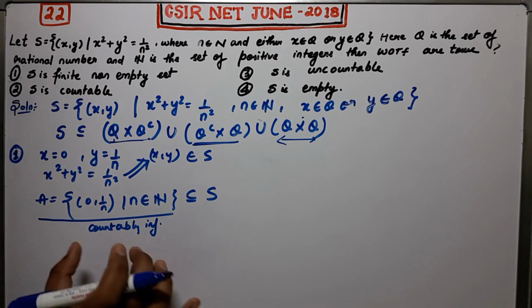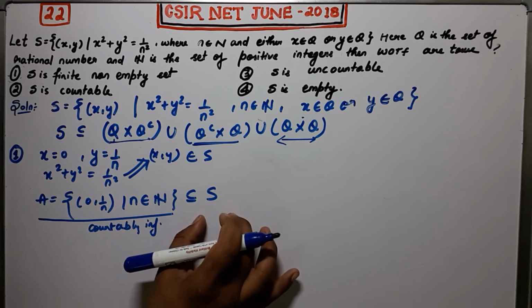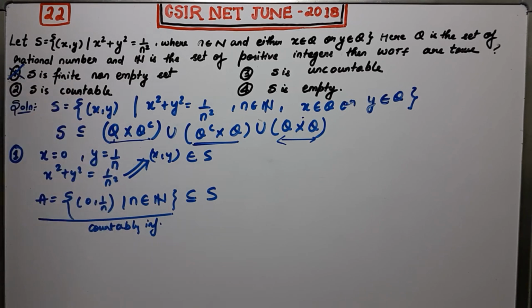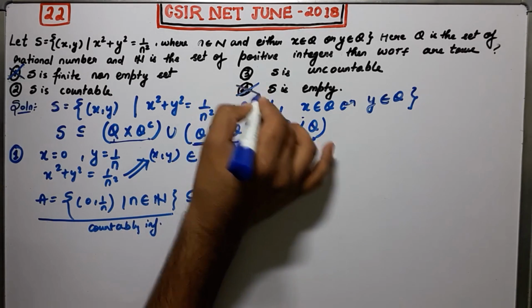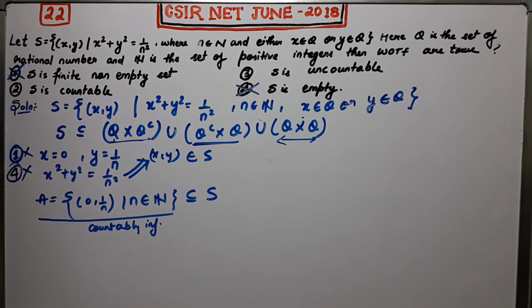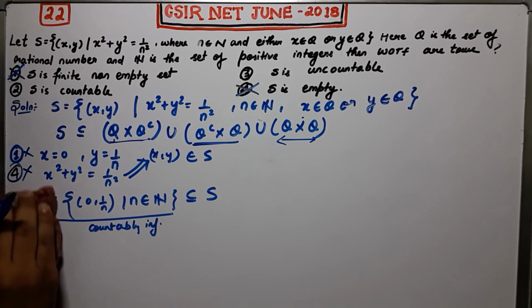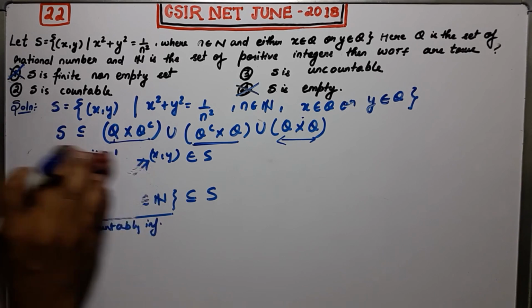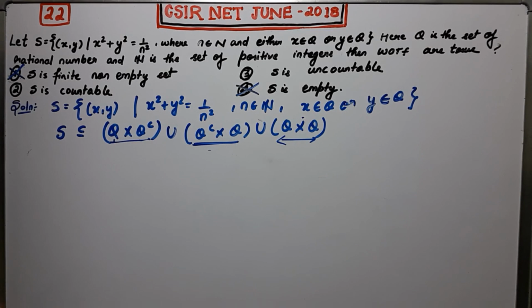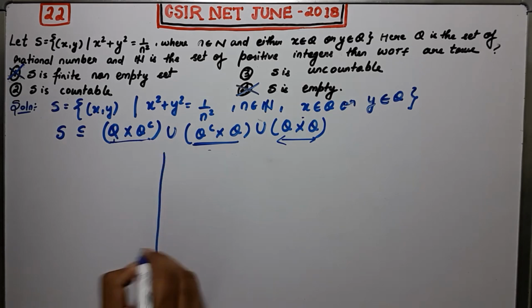Now since this thing is a subset of S, S cannot be finite, so your first option is incorrect. Now coming to option 4, the fourth option says that S is empty, so 1 and 4 are done, both are false. Now coming to options 2 and 3, there is a 50-50 chance that S can be countable and S can be uncountable from here. So we have to check that thing.